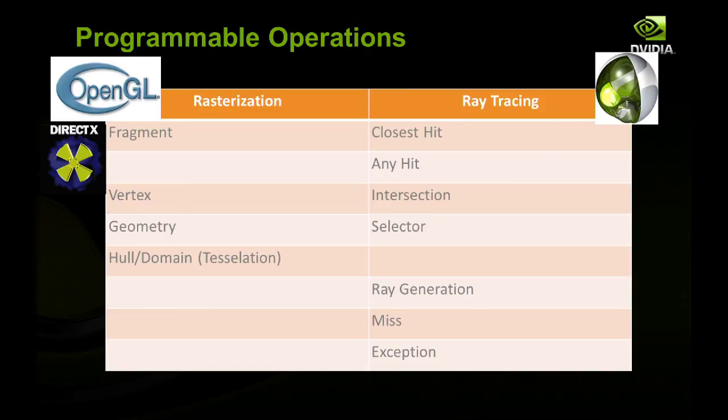In terms that the subset of you that know OpenGL and Direct3D are familiar with, here's a quick mapping from the programmable entry points of OpenGL and D3D to the programmable entry points in OptiX. Fragment programs are the shaders, like our closest hit and any hit programs. Vertex programs are roughly analogous to our intersection programs. Geometry programs that run over whole primitives are like our selector program, which lets you do all sorts of hand-wavy, cool tricks. And then we have three more: ray generation programs, the programmable camera, the miss program, and the exception program, what to do when you have a stack overflow or something.